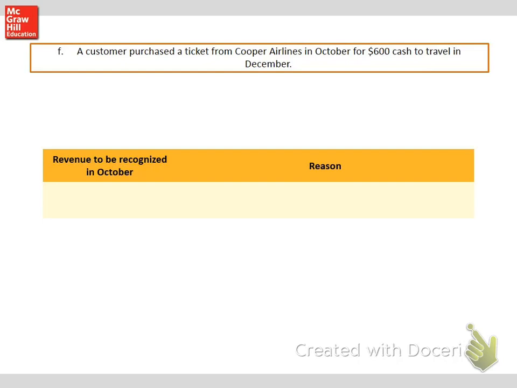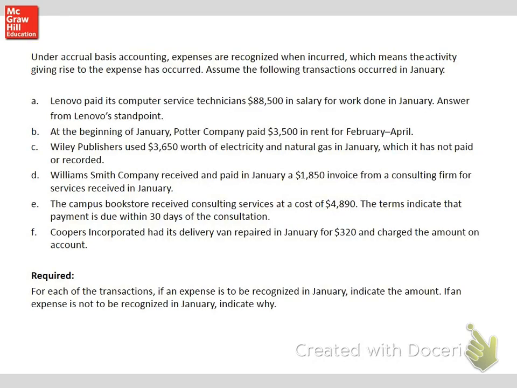C's no. Yep. A customer purchased a ticket from Cooper Airlines in October for $600 to travel in December. Is that revenue in October? Unearned revenue in October. So it will not be revenue. So no, it will not be. So we're going to debit what account? Cash and credit unearned revenue.